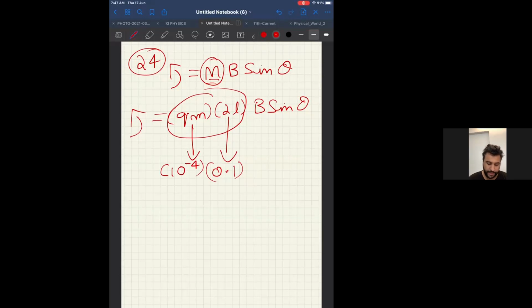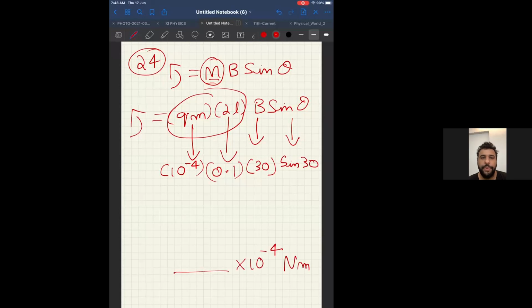Is kept in a magnetic field of 30 Weber per meter square or 30 Tesla. Therefore, can I say B means 30, with an angle 30 degree. That means sine theta will be sine 30. The couple acting on it is dash into 10 power minus 4 Newton meter. The other name for torque is moment of couple. We have done this from moving coil galvanometer, correct?